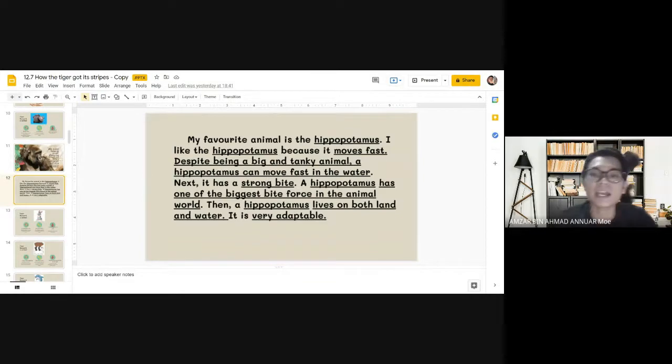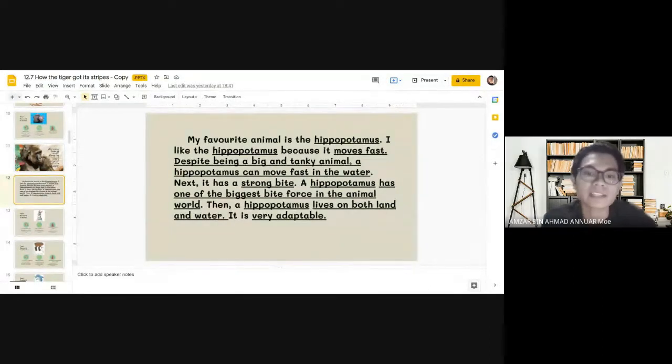The main idea talks about the favorite animal. My favorite animal is the hippopotamus. I like the hippopotamus because it moves fast. Now, this is the supporting detail number 1. Despite being a big and tanky animal, a hippopotamus can move fast in the water.